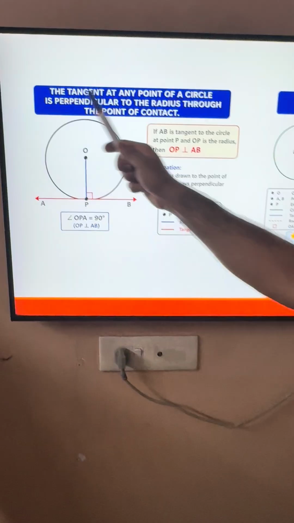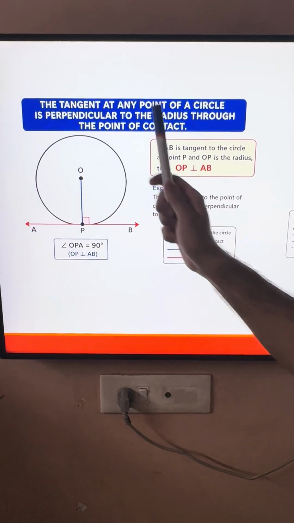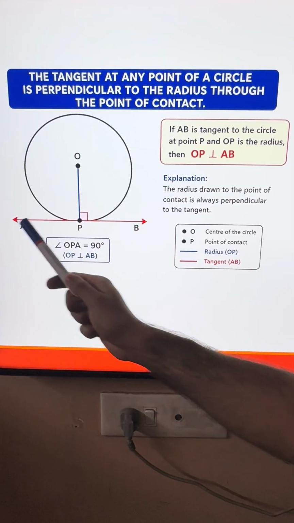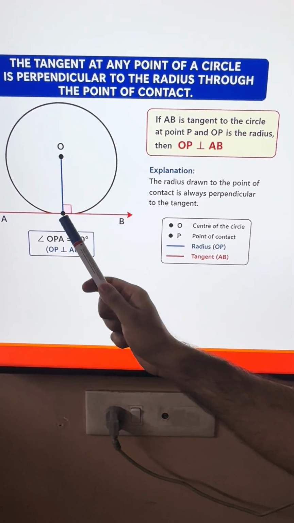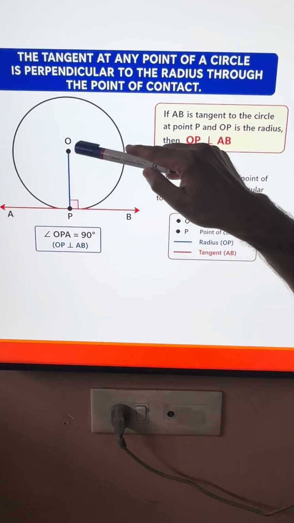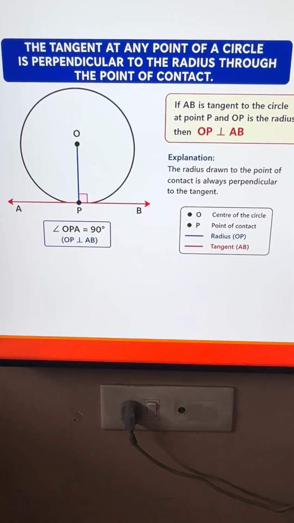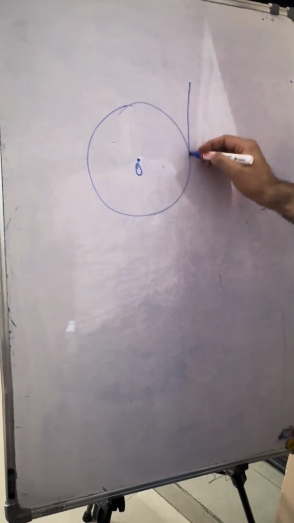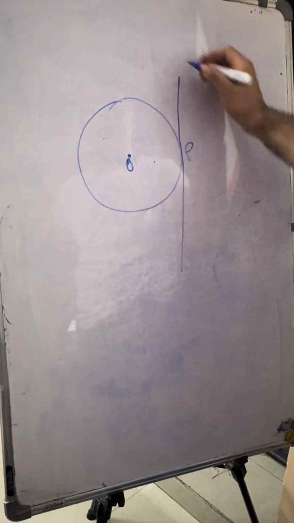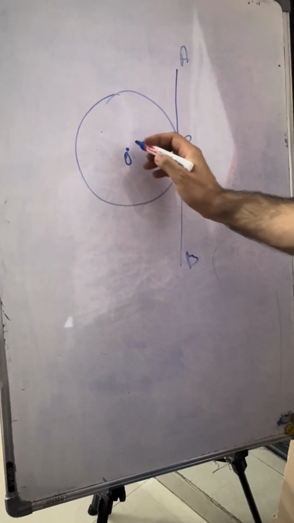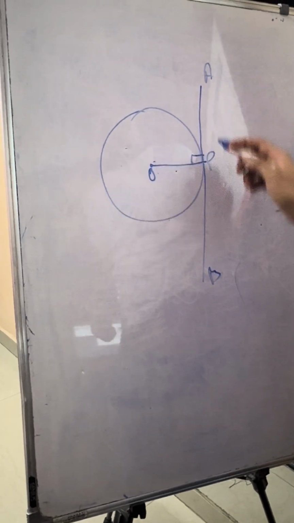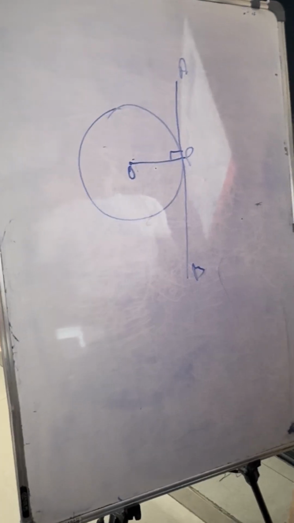First one is: the tangent at any point of a circle is perpendicular to the radius through the point of contact. So as you can see, AB is the tangent at a point P, and if I draw a line O to P, then it will always be perpendicular. And it could be any tangent, like for a center O, if I draw a tangent at this point P and AB is the tangent, and if I draw a line from O to P, it will be perpendicular. So it is valid for any tangent meeting at any point on the circle.